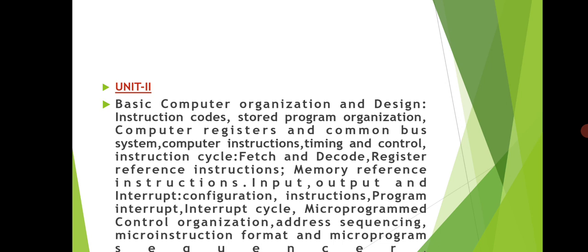Coming to our second unit. In our second unit, our main intention is the basics of computer organization and design. So what is organization and how it has been designed, that we will see. In that, we will come to instruction codes, stored program organization, what are computer registers, and what is the common bus system. This common bus system is also one of the important questions for your final exam.